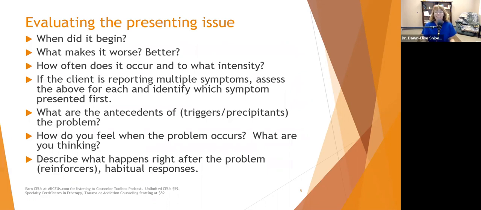But whatever. If the client is reporting multiple symptoms, you want to assess when it began, what makes it worse and what makes it better, how often it occurs, and to what intensity for each symptom.